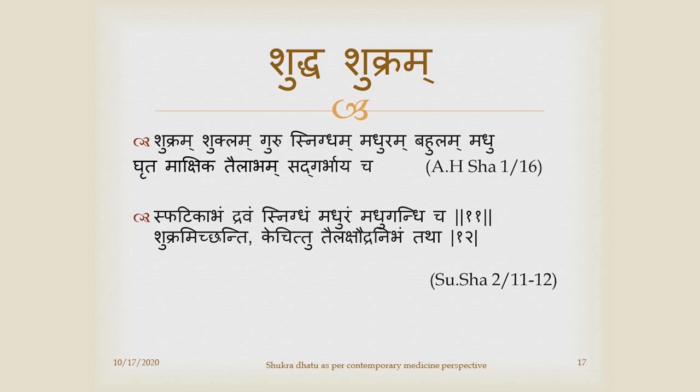And this will explain the Krita Makshika Tailabham consistency of Shukradhatu. And it is Madhura Rasa predominant. The seminal vesicle fluid will contain fructose. Fructose is a madhura dravya only, and fructose is especially important for the nourishment of sperms. So this madhura rasa will also get substantiated. And bahulam, bahu, etc. may be understood as the number of sperms more than 40 million per milliliter. All those things may be interpreted as the bahulam or bahu nature of Shukra.